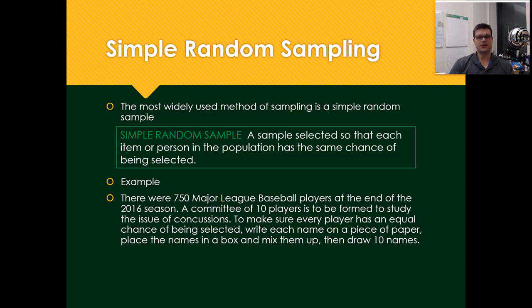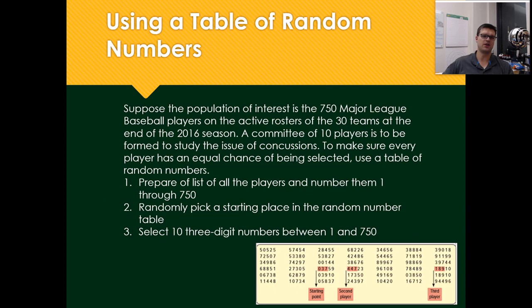For instance, if you were to have 750 Major League Baseball players, you would put all of their names right in a row, in no particular order, or they really could be in a particular order, it doesn't matter. You number them from 1 to 750. Then in a simple random sample, you randomly pull 10 numbers, and those 10 numbers are going to be your representatives in the sample.